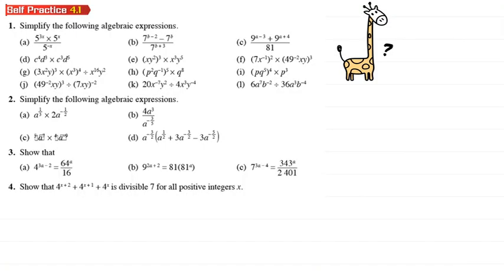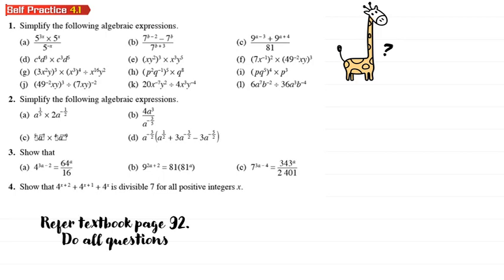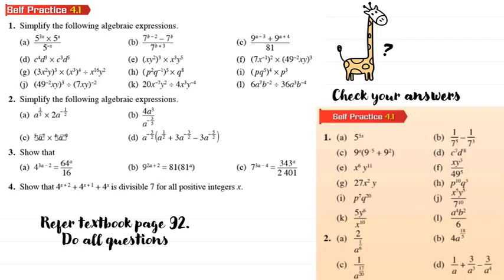Then Exercise 4.1. Please answer all 4 questions. You can refer to the previous examples, example 1, example 2, and example 3 that I have shown you just now. If you have any problem answering this kind of question, you can refer to your textbook page 92. After you finish it, you can check your answers here or at the back of the textbook.